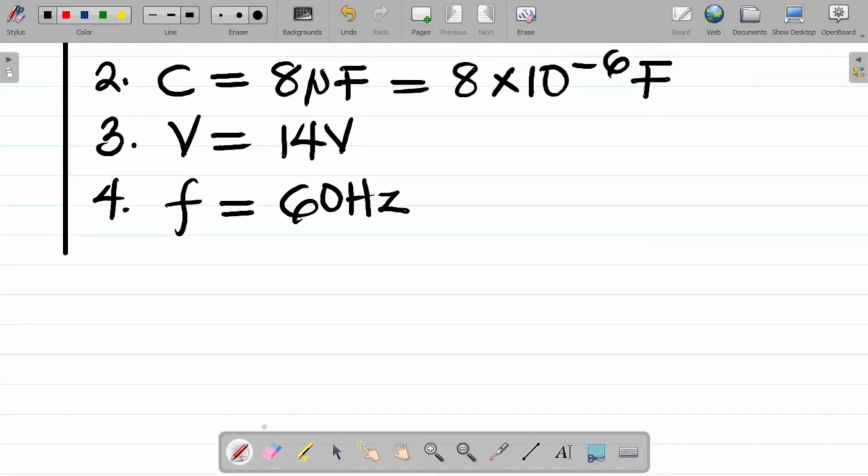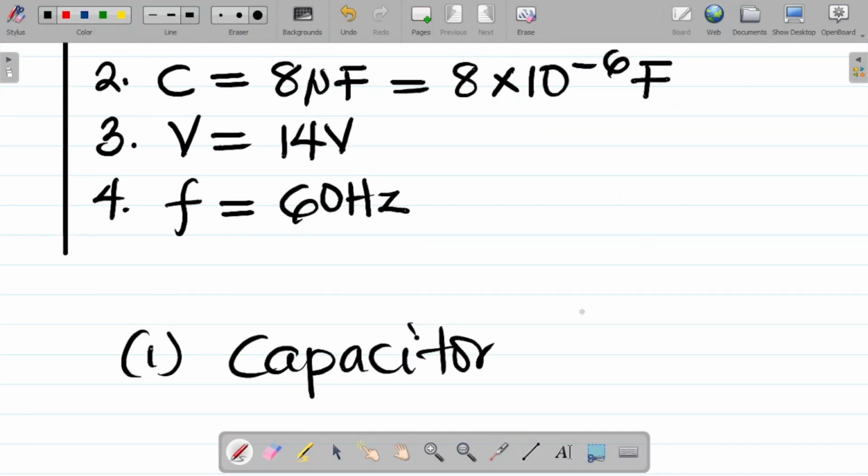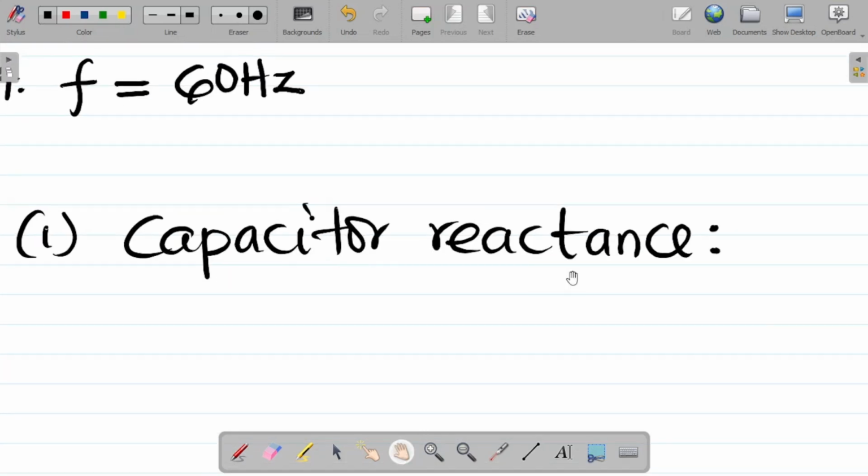So let's get the I part. We have to find the capacitor reactance. When it comes to finding capacitor reactance, the first thing to notice is that reactance is simply the opposition to the flow of current in the capacitor. We already explained this in our previous class, which I will link in the video description. The capacitor reactance is abbreviated XC. So XC simply means capacitor reactance.